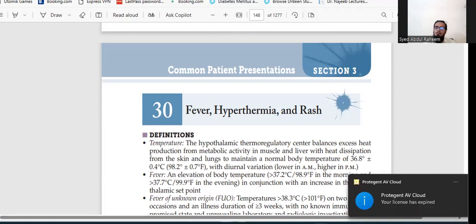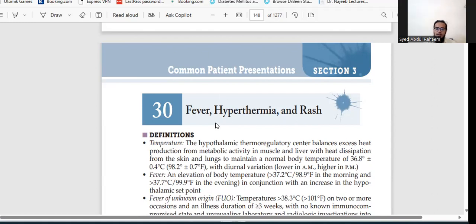Okay, so fever, hypothermia, rash, these are the common diseases or common symptoms that everyone will experience more than 2 times in a year, or else if his immune system is weak, he will experience fever or hyperthermia every 2 to 3 months. Okay, when the change of season occurs, he will have fever. Okay, so what is fever?